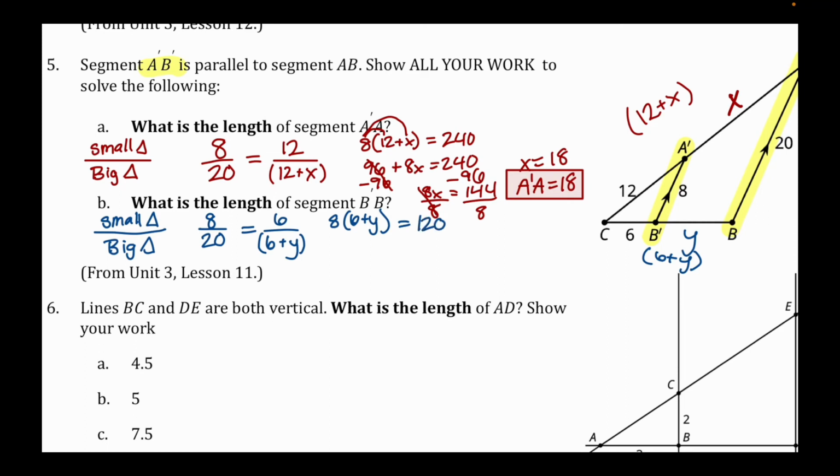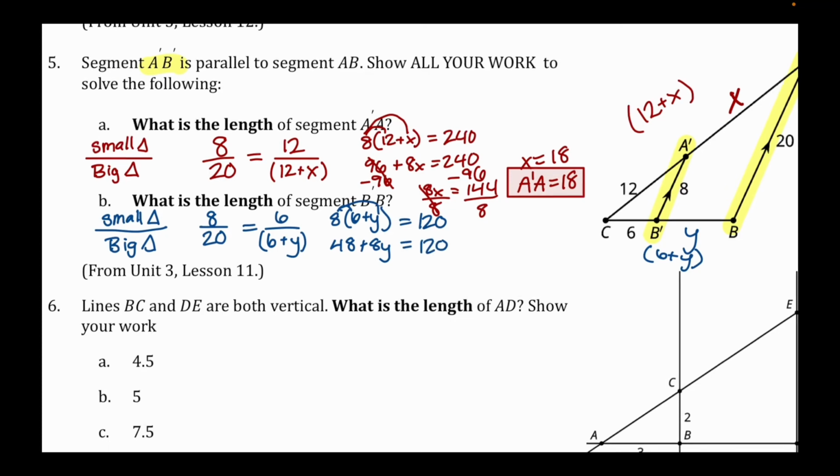6 times 8 is going to be 48 plus 8y equals 120. We're going to take that 120, subtract 48. We'll get that 8y is 72. And when you divide that by 8, you get that y equals 9. So we know that B prime B equals 9.